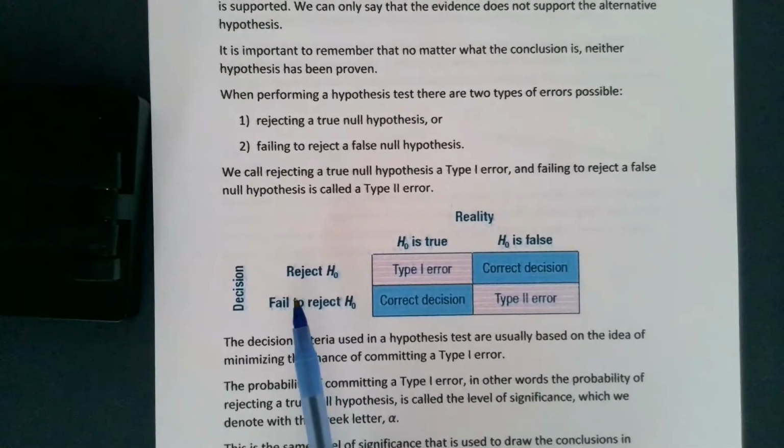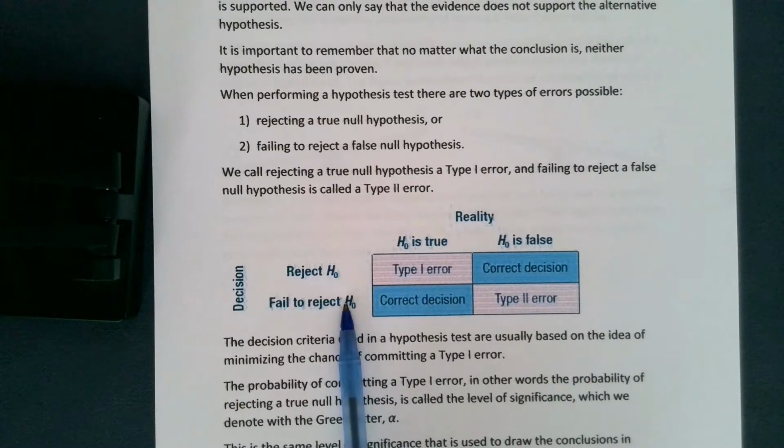And then the other decision we can make is failing to reject the null hypothesis. If we fail to reject the null hypothesis, and the null hypothesis is actually true, that would be a correct decision. But if we fail to reject the null hypothesis when the null hypothesis is actually false, we call that a type 2 error.